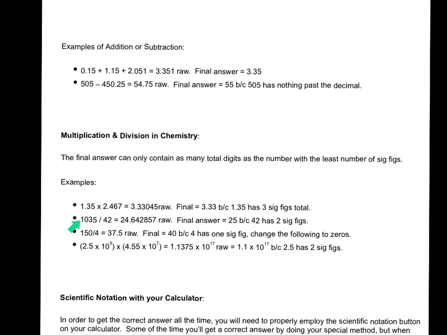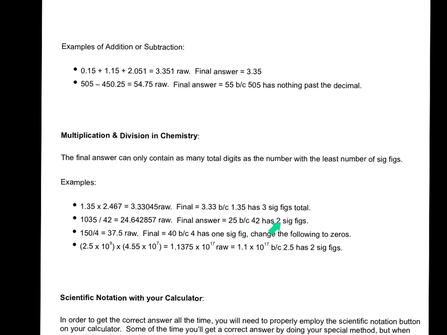This next one, 1035 divided by 42. I automatically know that I can only have 2 digits in my final answer. Here's the raw answer in the calculator. So I can only go to that place of the 4, but I got to look at the 6. Does the 6 affect the 4? Yes, it does. So the final answer is 25.